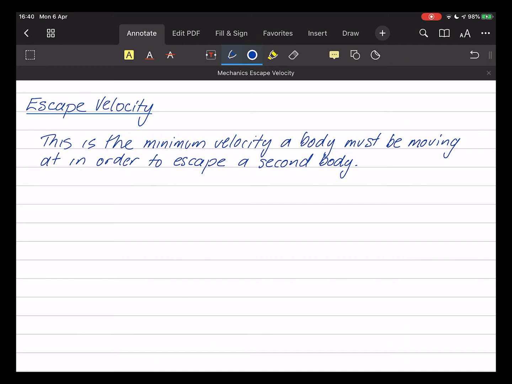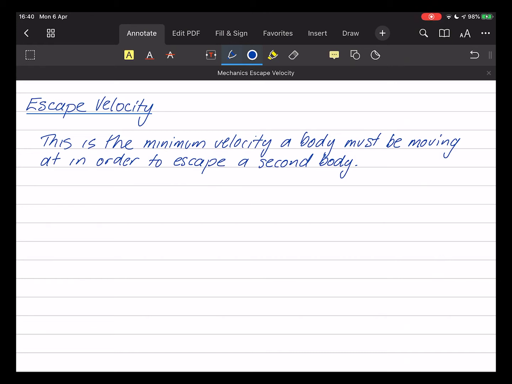And you might think, well, if it could never escape the gravity, how can it never fall back? Isn't it always going to come back again? Well, no, the velocity will still be slowing down, but it'll never stop and effectively become negative, come back again. So this is the minimum velocity a body must be moving at in order to escape a second body.